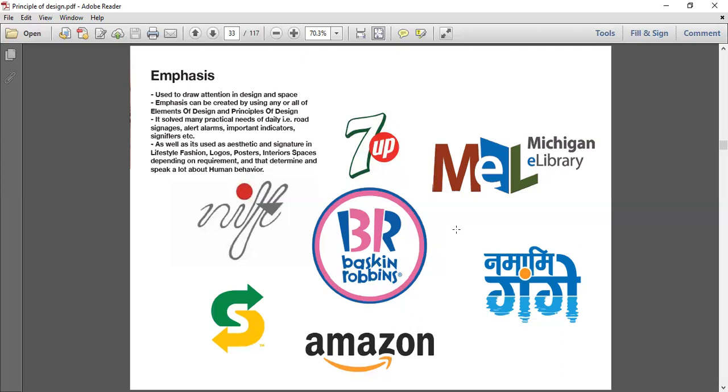So what is emphasis? Emphasis is used to draw attention in design space. Emphasis can be created using any or all of the elements of design and principles of design. It solves many practical needs of daily life, that is road signage, alert alarms, important indicators, signifiers, etc. As well as it's used as aesthetic and signature in lifestyle, fashion, logos, posters, interior spaces, depending on the requirement, and that speaks a lot about human behavior. So these are the things we needed to understand about emphasis and how emphasis really works.